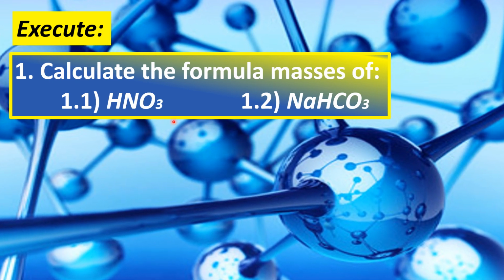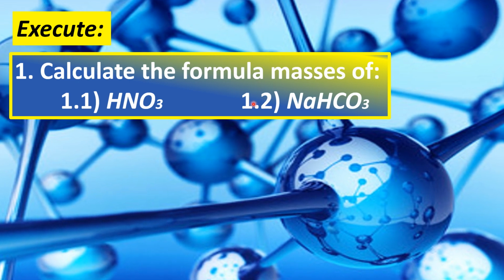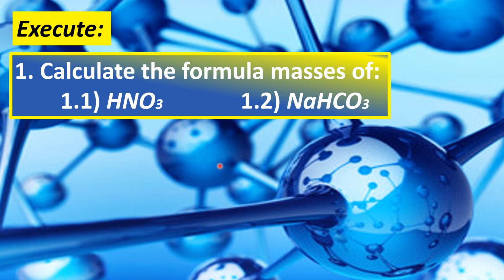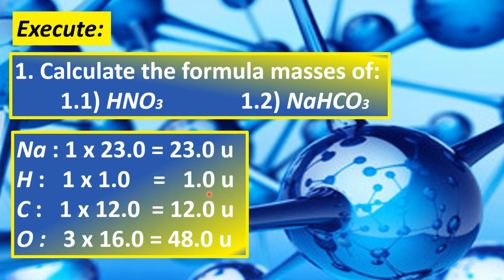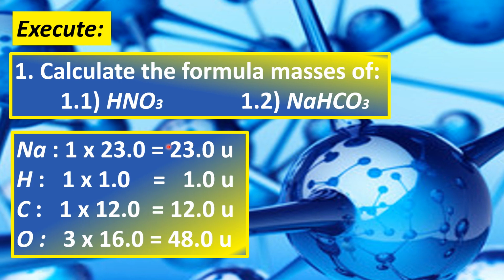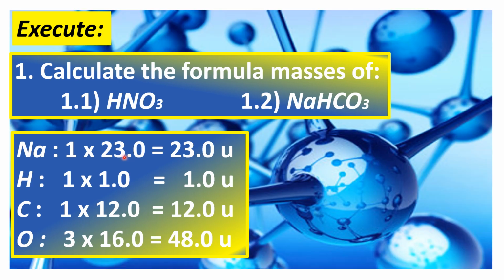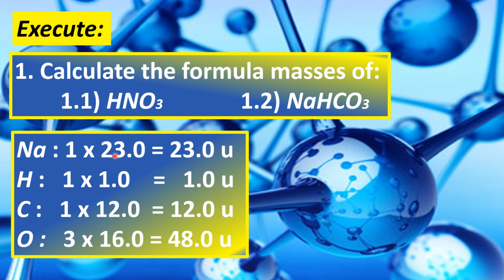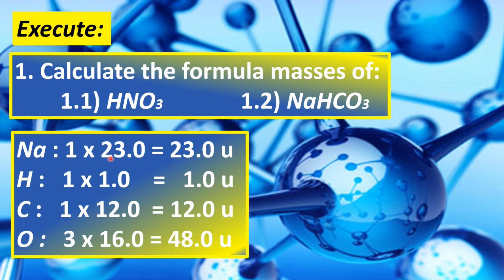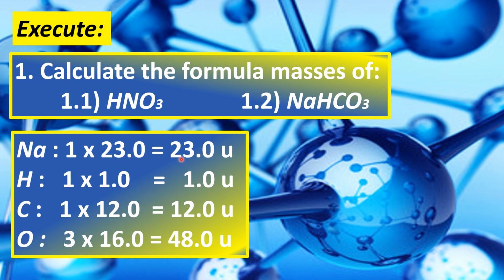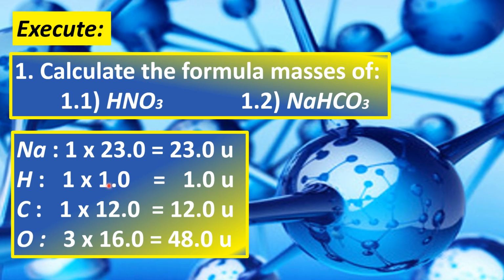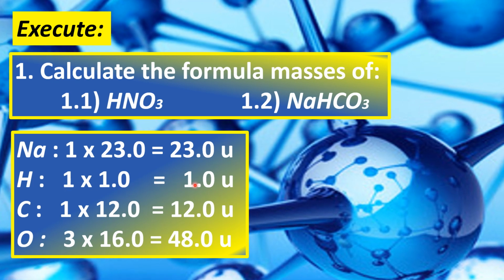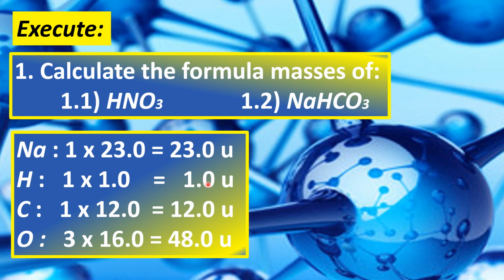For the next ionic compound, sodium bicarbonate, commonly named baking soda. In this compound, there's only one sodium atom. And the atomic mass of sodium atom is 23.0 U. There's also just one hydrogen atom. So the atomic mass of hydrogen is 1.0 U.